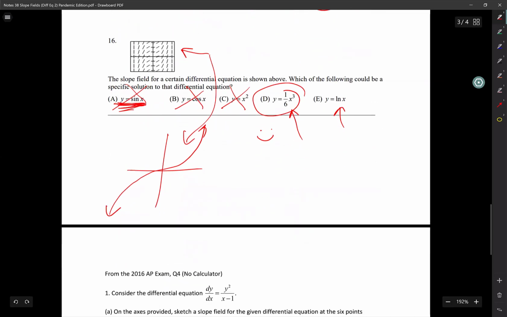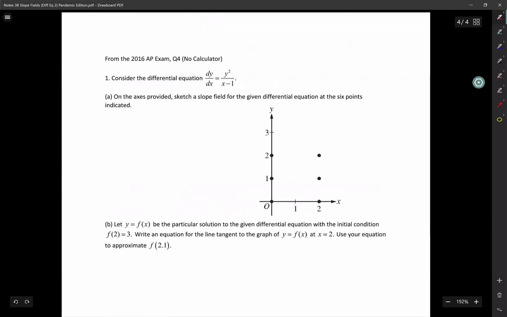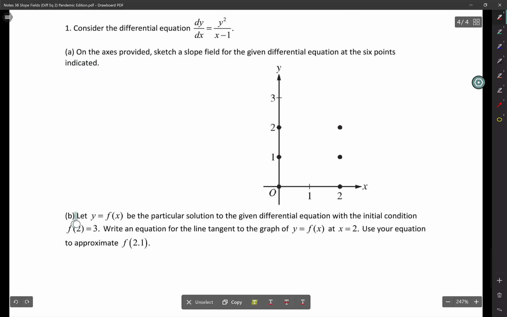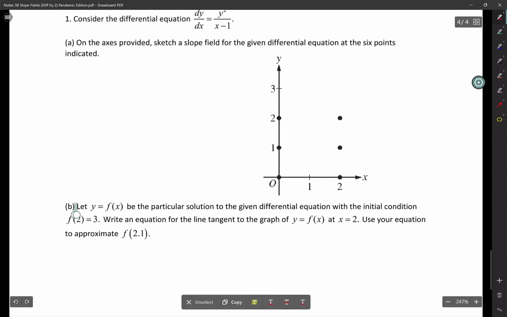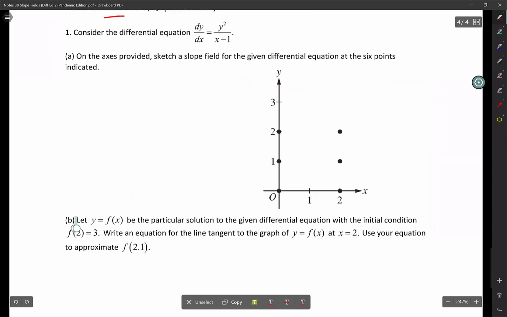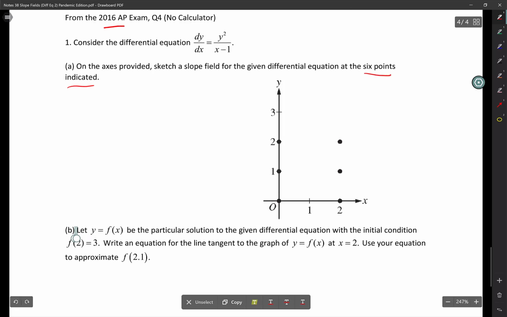All right, I will eventually in time tell you guys to do this one on your own. But today, because it's the first time that we've been talking about slope fields, we're going to do this one together. And in the future, I'll set you guys loose. It says, consider the differential equation dy dx equals y squared over x minus 1. On the axis provided, sketch a slope field for the given differential equation at the 6 points indicated. All right, guys, just these 6 points. Do not write any more. So let's just go one at a time.